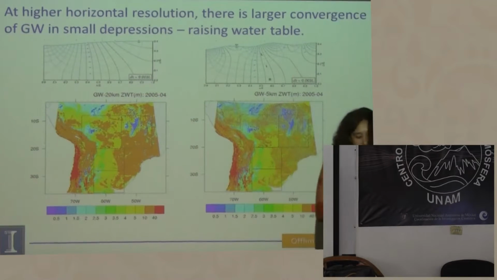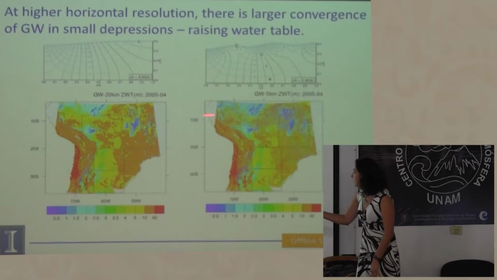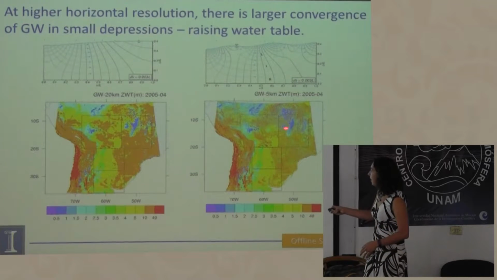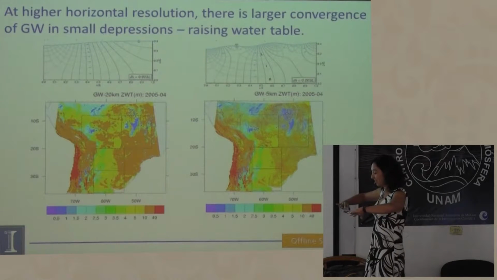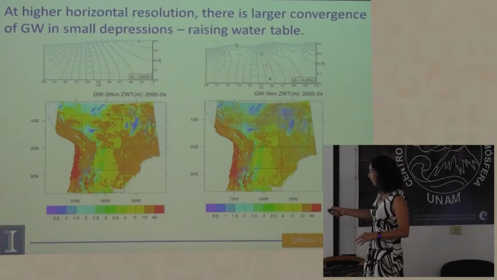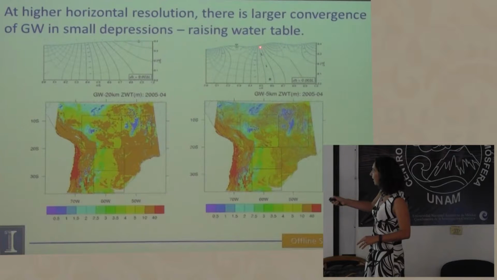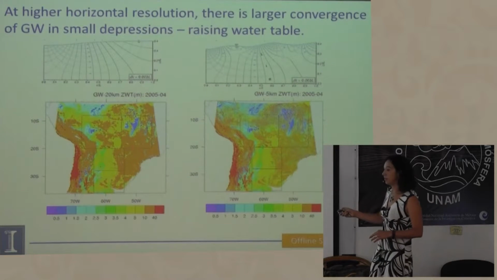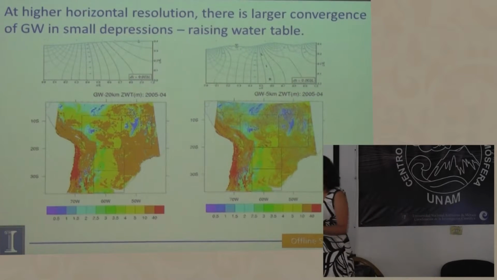All this topographic complexity is having an effect: the lateral movement of the groundwater is accumulating in the valleys, like here. So we have much more complex groundwater flows, something that looks like this, which would only be simulated at the 5 kilometer scale. Okay? So it's a function of resolution.